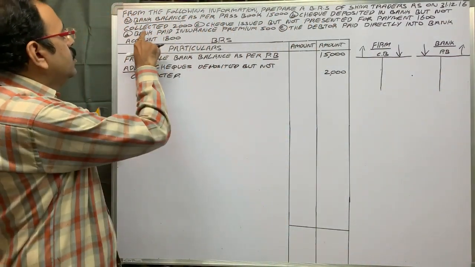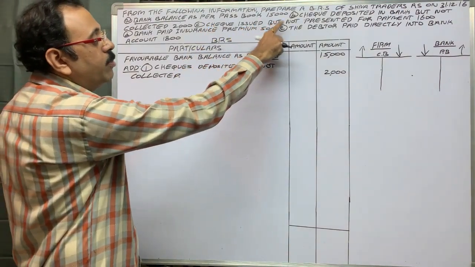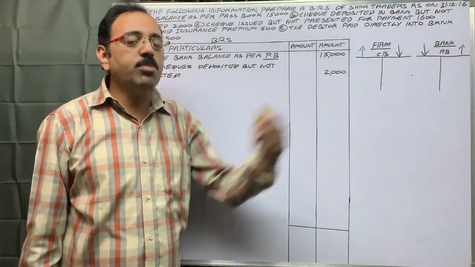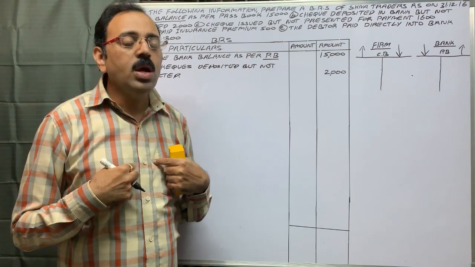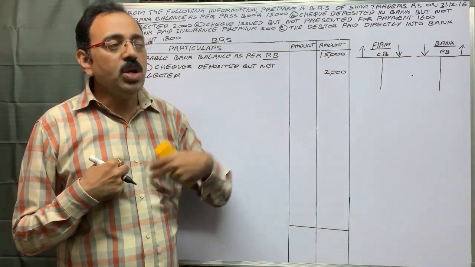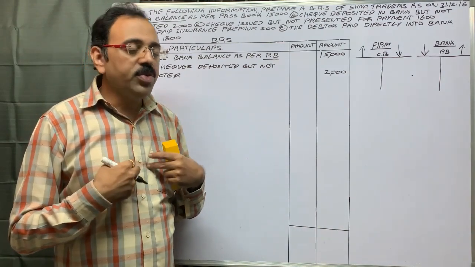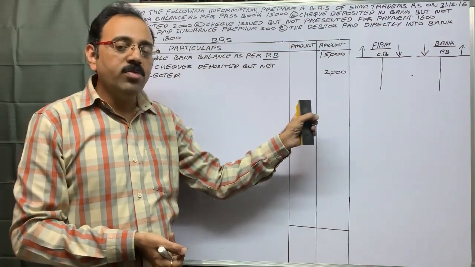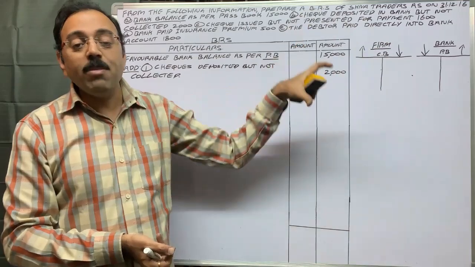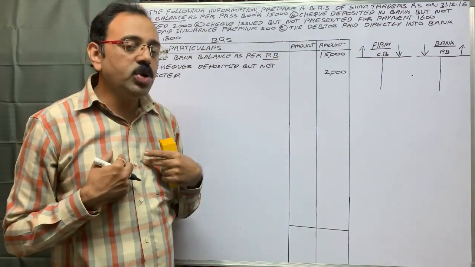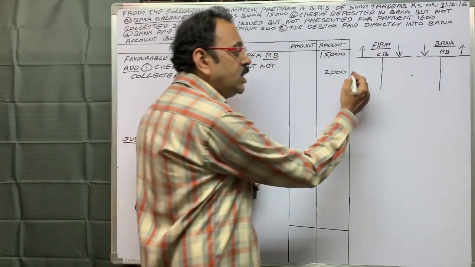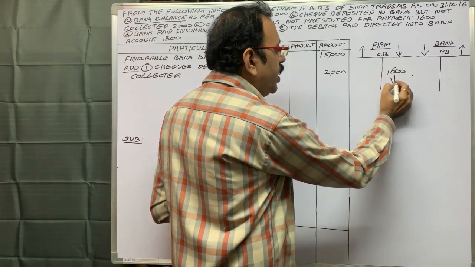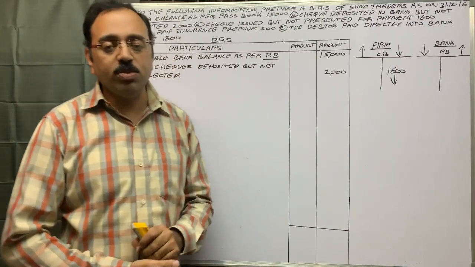Then next one, C point. Check issued but not presented for payment, 1600. Issuing means what? Giving to somebody. So the firm has to give money to somebody. Then instead of giving cash, what did the firm do? The firm issued a check. Then what do we think? That person went to the bank, and from our account he took the money. So bank balance decreased. With us which book is there? Cash book. So bank balance decrease means which side do we record in the cash book? Credit side. We decreased 1600 rupees in our cash book.